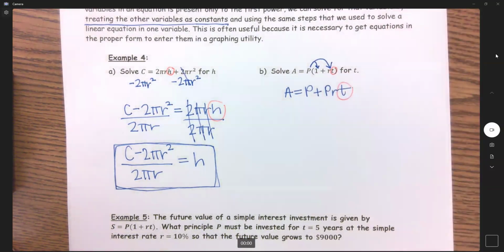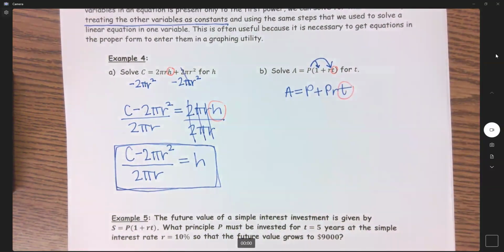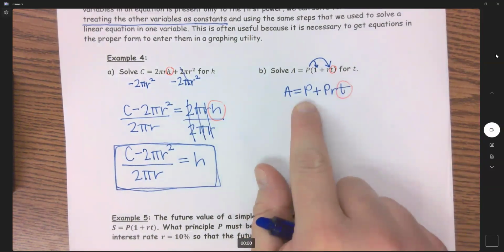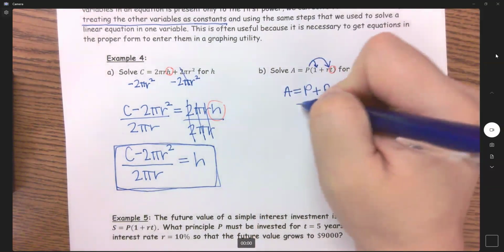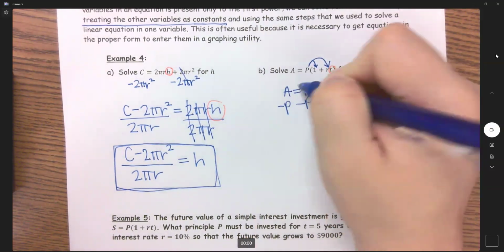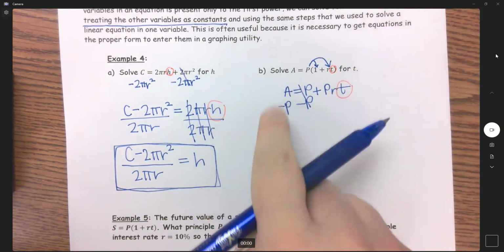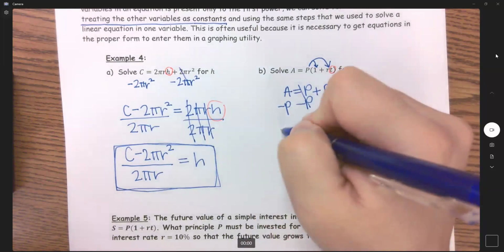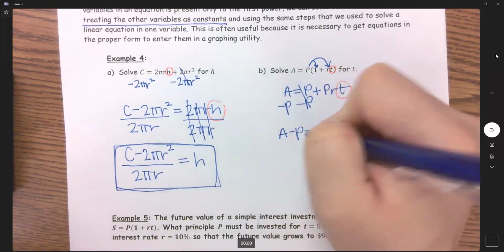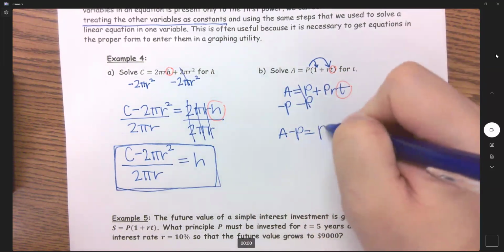Solving for this T right here. So the first thing I need to do is get rid of this P. So the opposite of a positive P is a minus. So we will subtract that over. These are not like terms. So we just have A minus P equals, and then over here we have PRT.